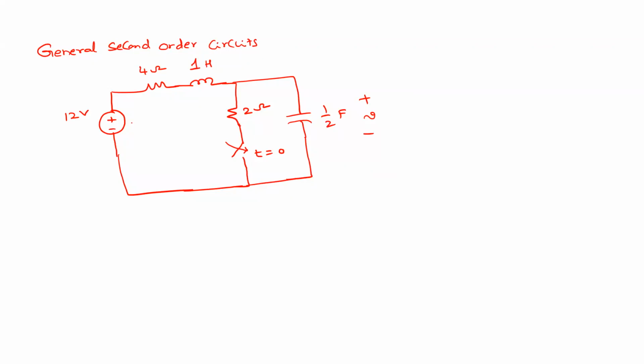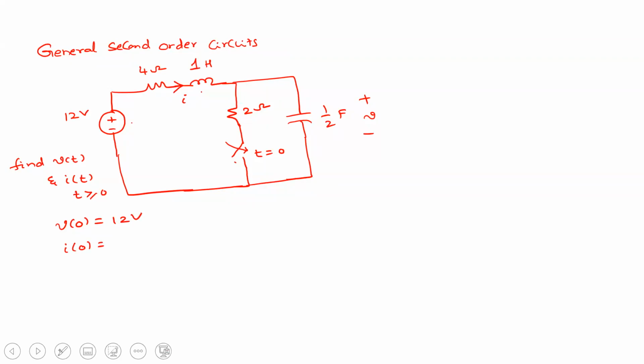Okay. Right. So first, we need to find the initial conditions. What is V of 0? And assume this is the current I. For this circuit, you need to find V of t and I of t for t greater than or equal to 0. So what is V of 0 for this particular circuit? 12 volts. So this is short circuited and this is open circuited, therefore it is 12 volts. What is I of 0? 0 ampere. The switch is open, so there is no current through this inductor. Therefore this is 0 ampere.